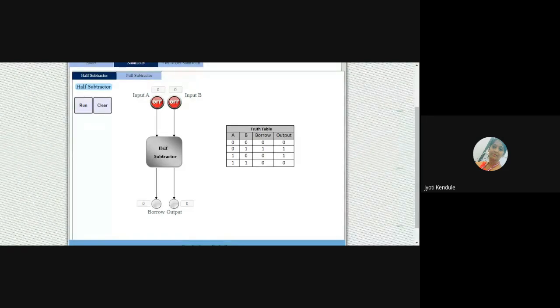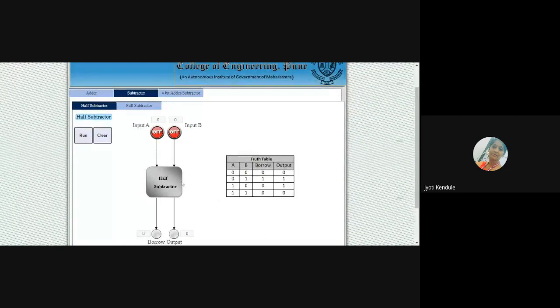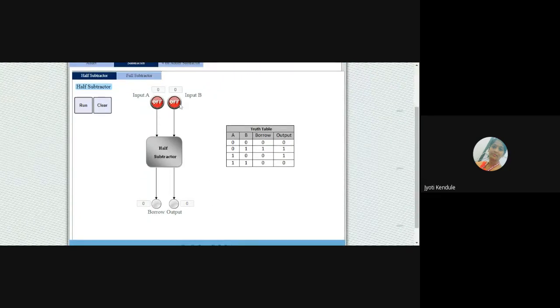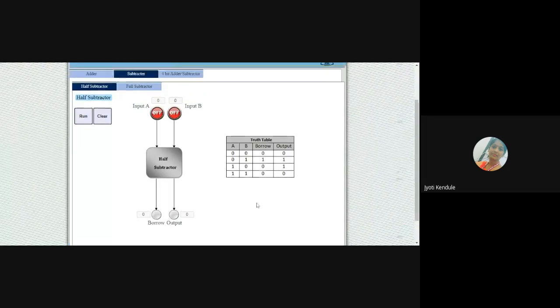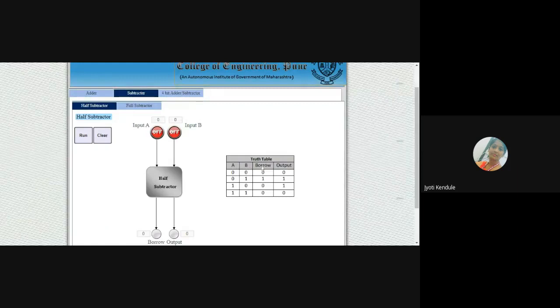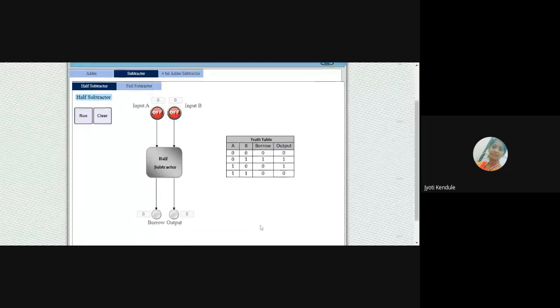Okay, equation A XOR with B and what is A bar B? This is the equation for the half subtractor. The same is implemented in this black box. The same diagram is there. Two inputs are there for the half subtractor, so we are getting the borrow and the output, like in an adder we are getting sum and carry. Here we are getting borrow and output.